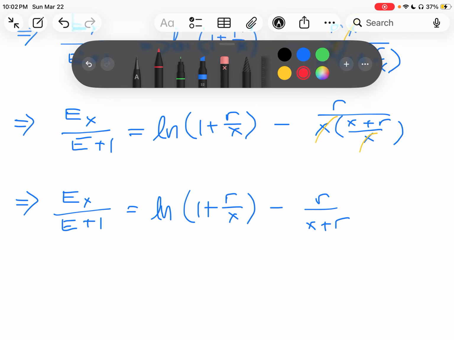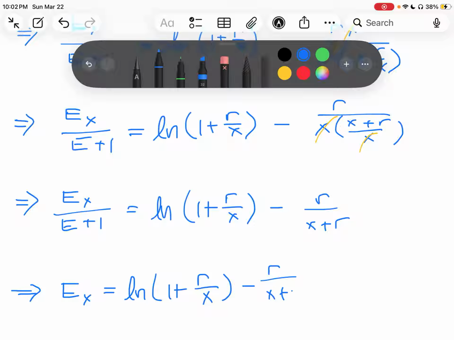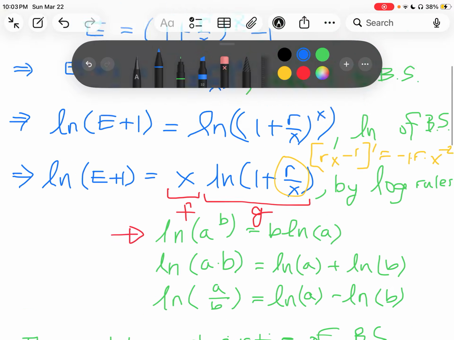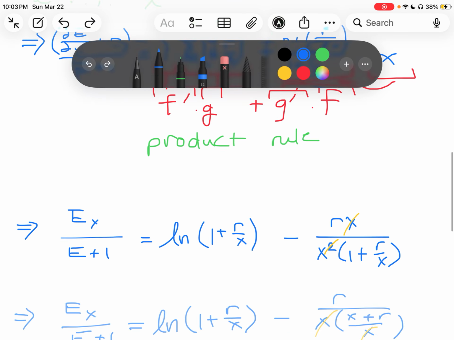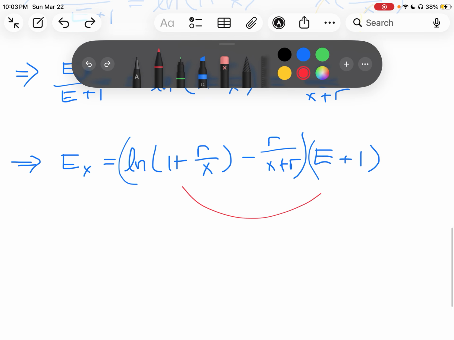The only thing is that now we have this e plus 1. So now we're going to multiply both sides by e plus 1. So we have e sub x equals ln of 1 plus r over x minus r over x plus r, right? And we want to multiply this by e plus 1. Actually, I think they wrote it in a different way. Yeah, they wrote the e plus 1 first, but it's the exact same thing, so we could just switch this around, right?